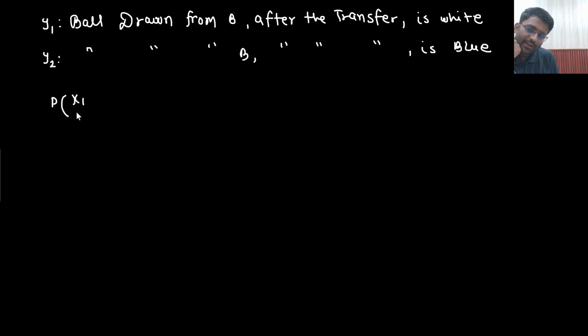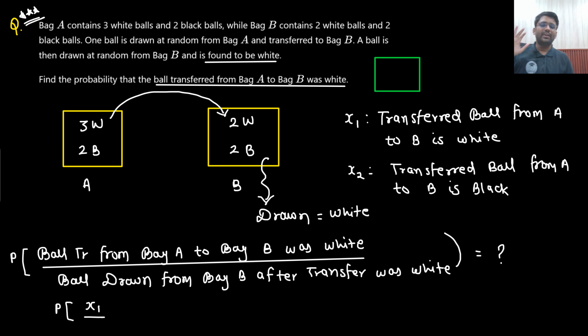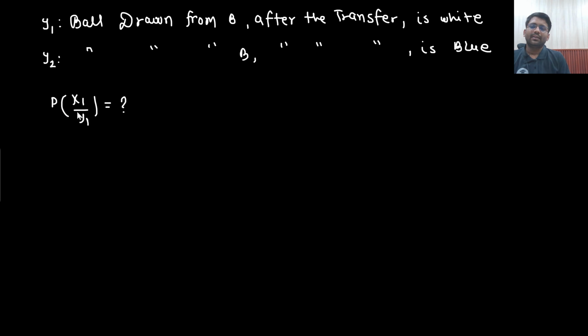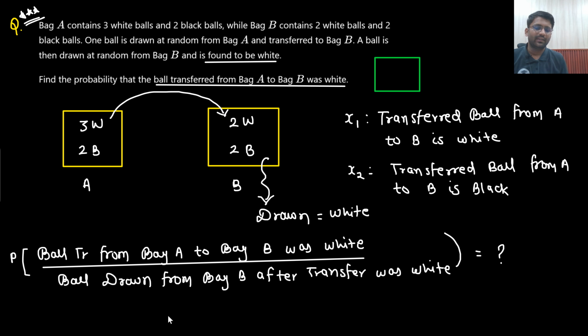I made it: the probability of x1 by y1, I am supposed to find out. There you go. So did you understand how I made it? That is what I am supposed to find out. Given that the ball drawn from B after the transfer is white, find the probability that the ball transferred from bag A to B was white.